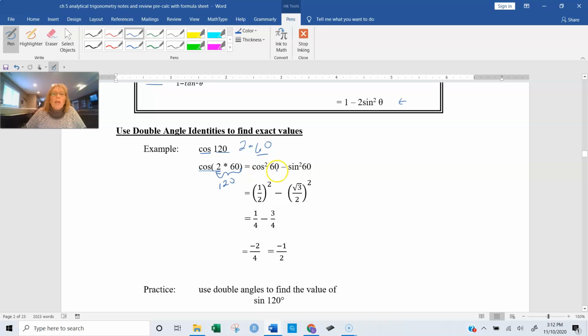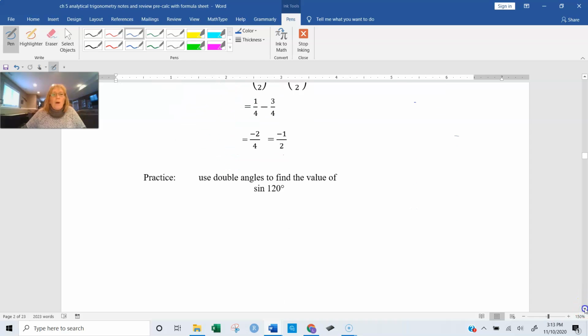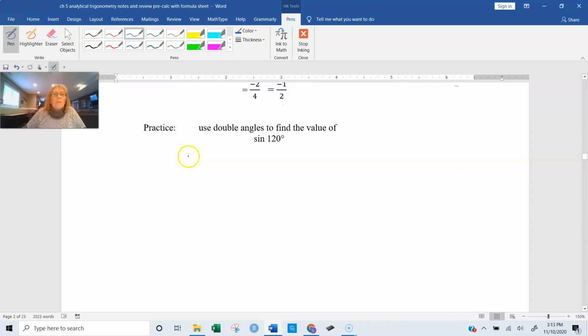So we go cosine squared theta minus sine squared theta at 60. I know that the cosine of 60 is 1/2, I just square it. I know the sine of 60 is square root of 3 over 2, and you square it. It's just 1/4 minus 3/4, and we get negative 2/4 or negative 1/2. Nothing too earth-shattering here. All right, pause and try yours.